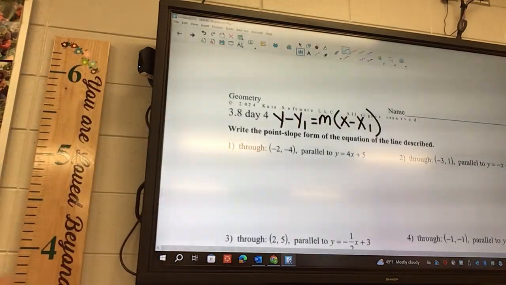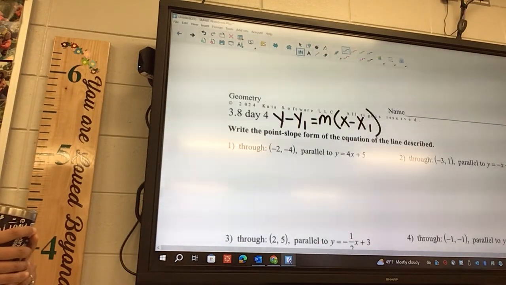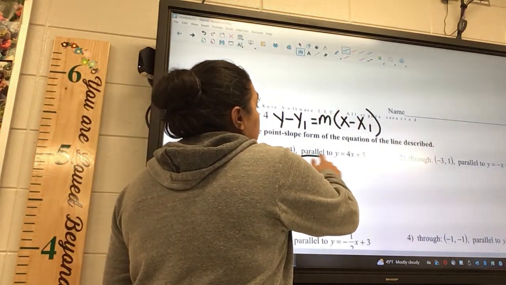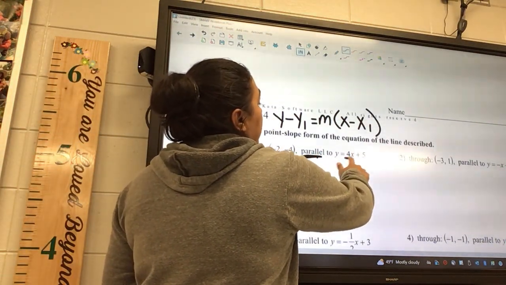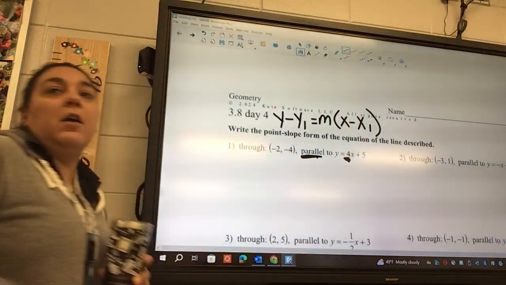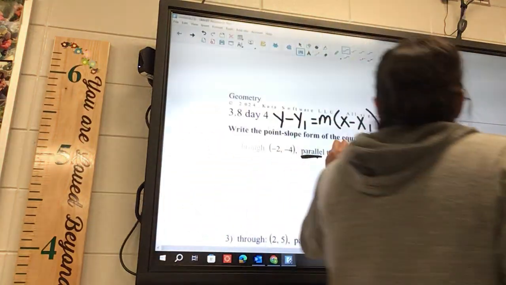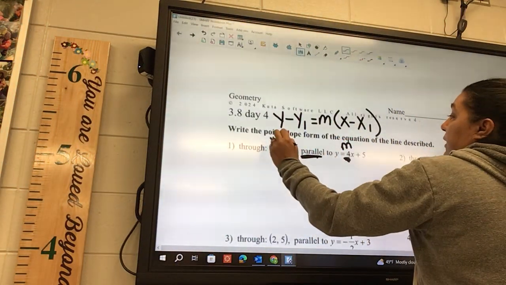What we need to do is write it in this formula, okay? But in order to do that, we've got to pick out the slope out of here. They want it parallel to this slope. So what does parallel mean? That means exactly the same. So this 4 is really my m, and this is my x1, y1.